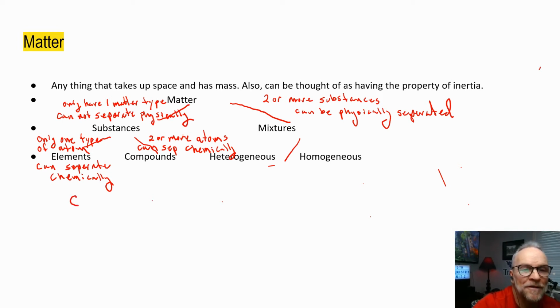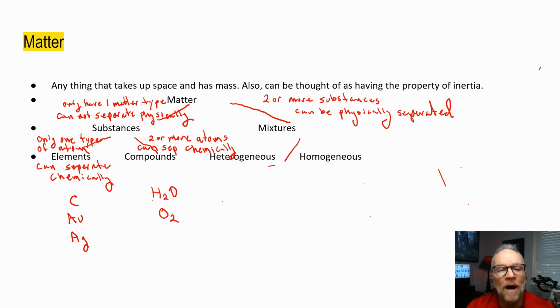A girl's best friend is carbon. Compressed carbon makes up diamonds, and gold, and maybe silver are examples there. We'll do more examples on the slides that follow. Water here. Remember I said sometimes compounds can have two of the same atoms, like the diatomic oxygen that we breathe.